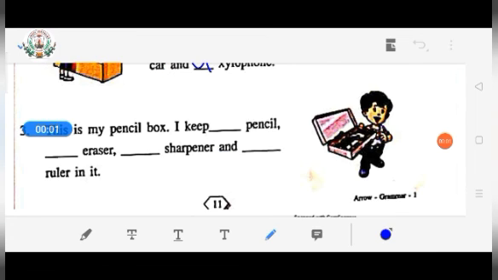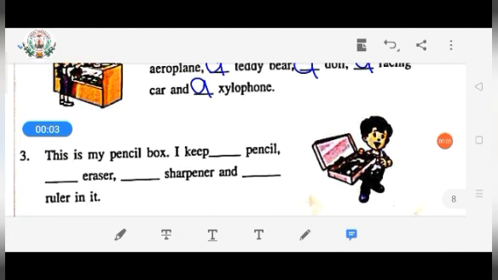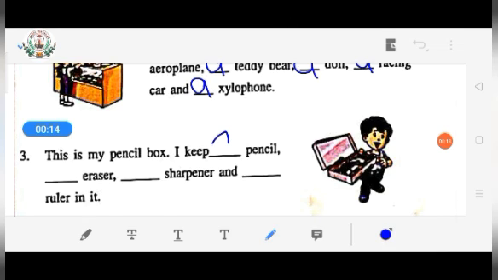Number 3. This is my pencil box. I keep dash pencil. The first letter of pencil is P. P is a consonant letter. So we will put a pencil. Dash eraser. The first letter of eraser is E. E is a vowel here. So we will put an eraser.